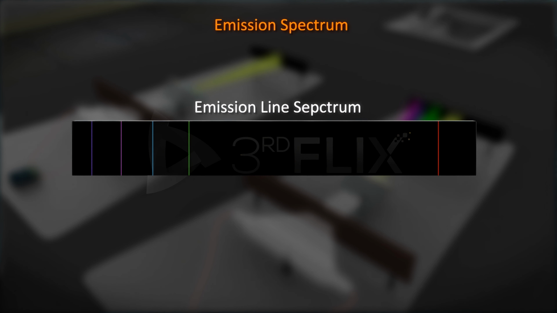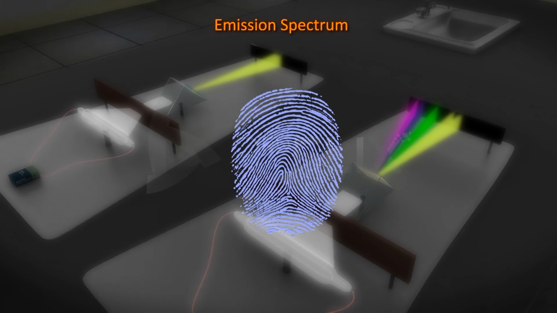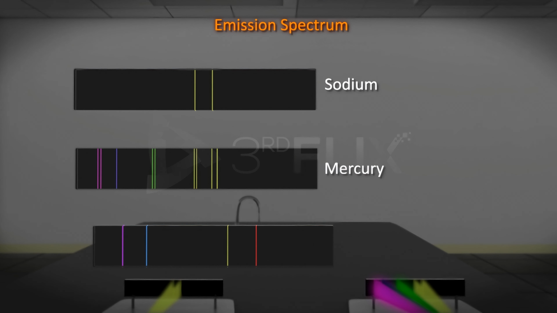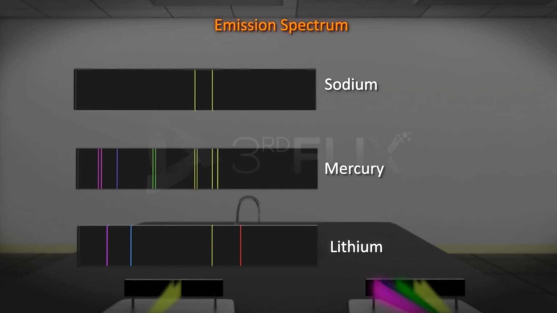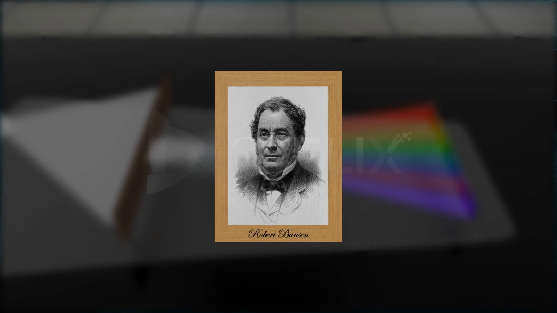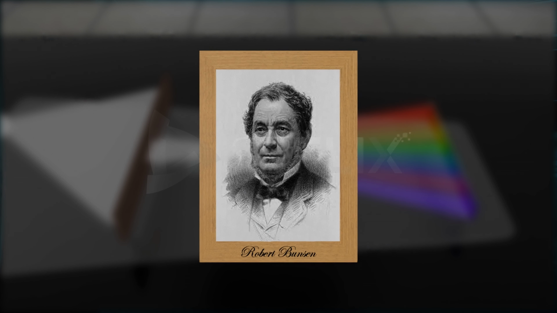Emission spectrum is sometimes also called atomic spectrum. This is because each atom has a unique emission spectrum, just as we have unique fingerprints. These characteristic lines in an atomic spectrum can therefore be used in chemical analysis to identify unknown atoms. German chemist Robert Bunsen was one of the first investigators who used atomic spectra to identify elements.